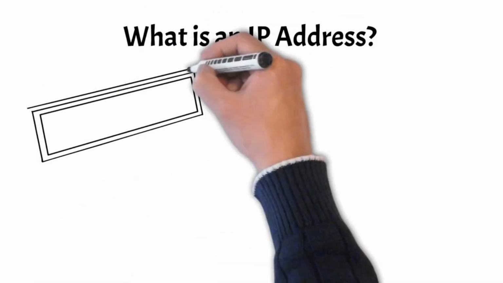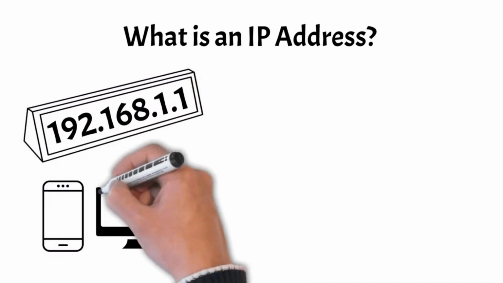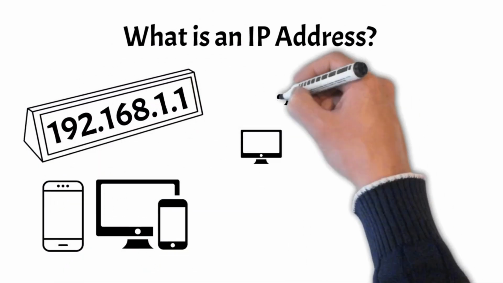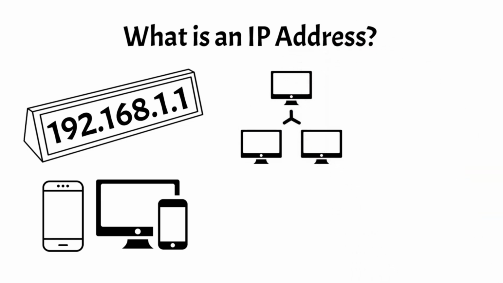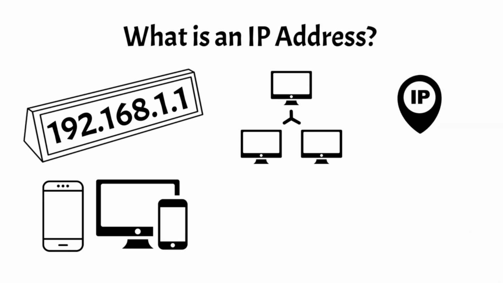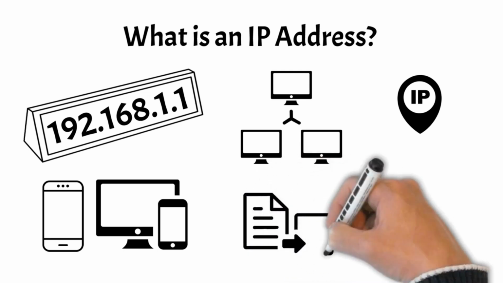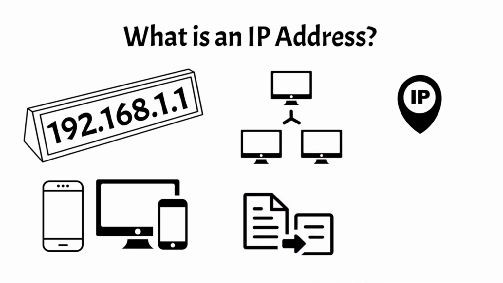An IP address, or Internet Protocol address, is a unique numerical label assigned to each device connected to a computer network that uses the Internet Protocol for communication. It serves two main functions: identifying the host or network interface and providing the location of the host in the network. This address allows devices to locate and communicate with each other on a network, enabling data exchange between devices such as computers, smartphones, servers, and other Internet-enabled devices.